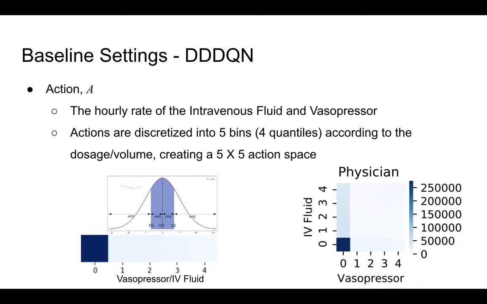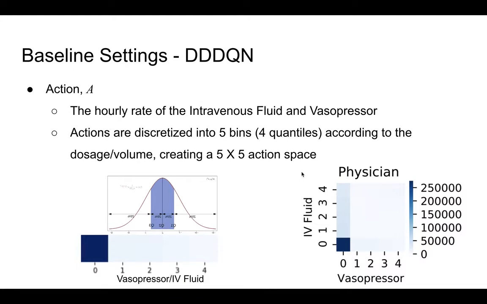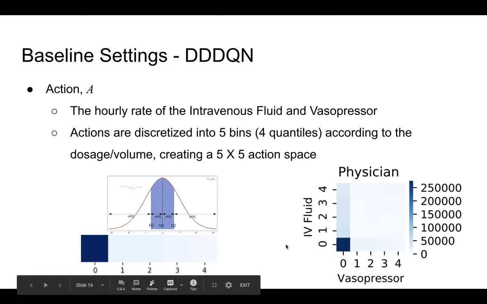For the action, as I just mentioned, intravenous fluid and vasopressor are crucial treatments for sepsis management. So we simplify and discretize these 2 types of treatment into 5 bins according to their dosage, so that we have a 5 times 5 action space. Here is a heat map of the physician's action distribution. The y-axis is the dosage of IV fluid. The x-axis is the vasopressor. The color density of each square represents the number of actions performed by the physician across patient time.